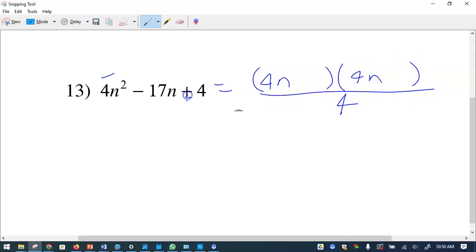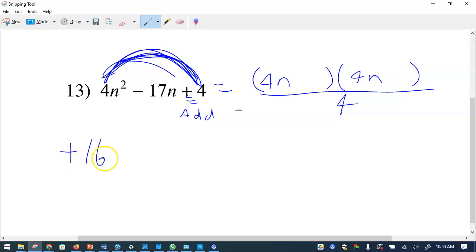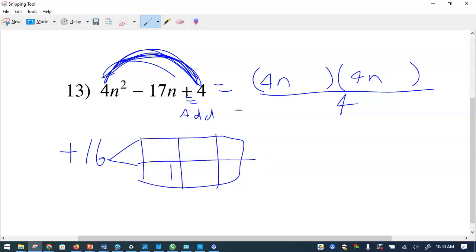Now, in this example, there's a 4 again, so let's write 4n, and again 4n, and then divide by 4. Now, there's a plus, so you're looking for two factors that add up. When you multiply, it becomes plus 16. So you write down pairs of factors: 1 times 16 is 16, 2 times 8 is 16, and 4 times 4 also is 16.